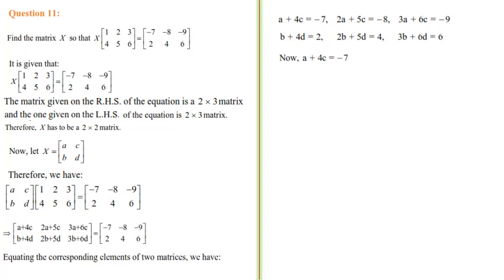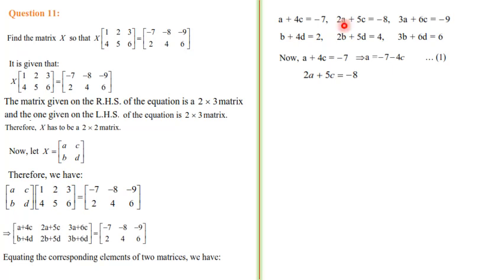Next we have to take the first equation, that is A plus 4C equal to minus 7. From there we have to calculate the value of A. A is equal to, this 4C will be coming on the right side, that is minus 7 minus 4C. Label it as equation number 1.